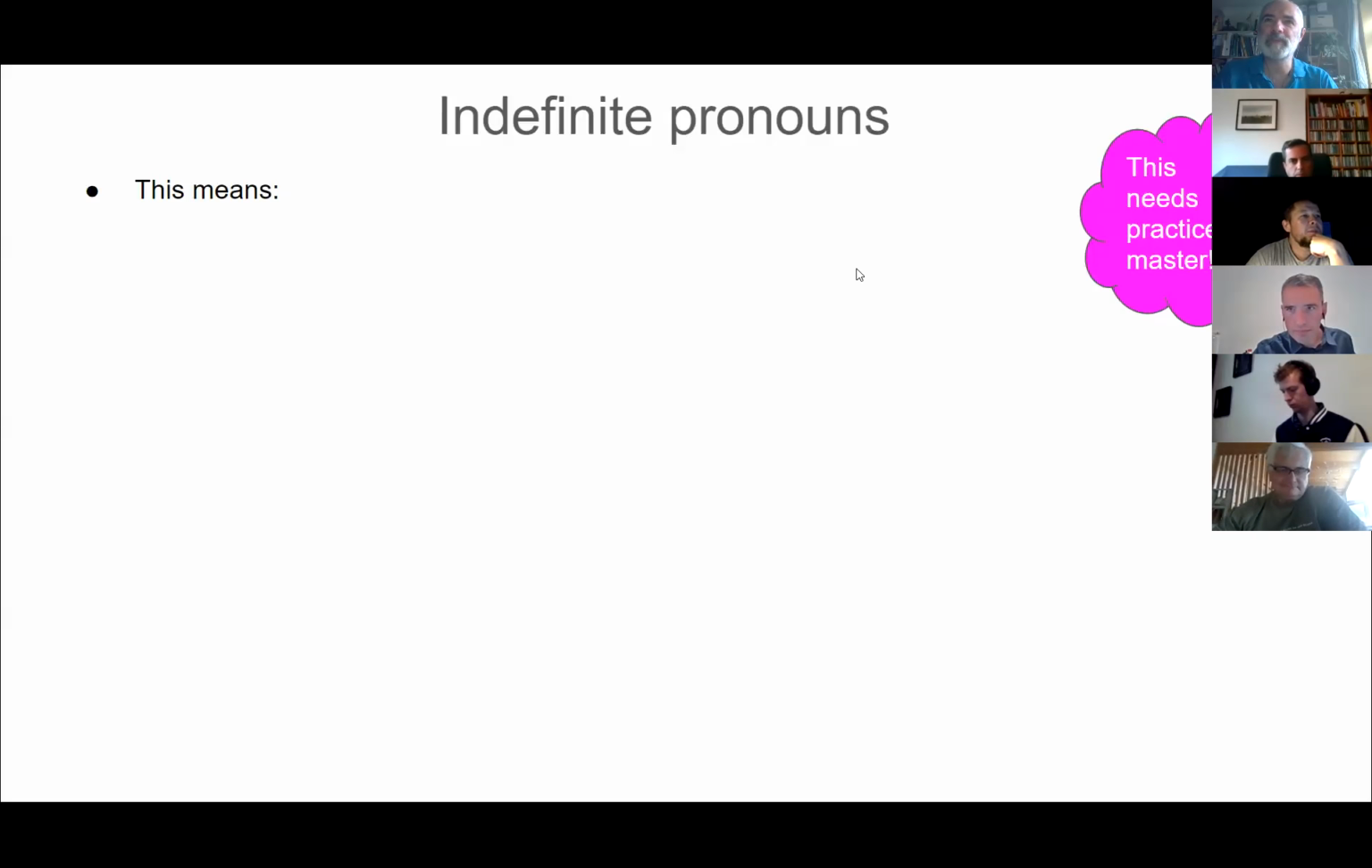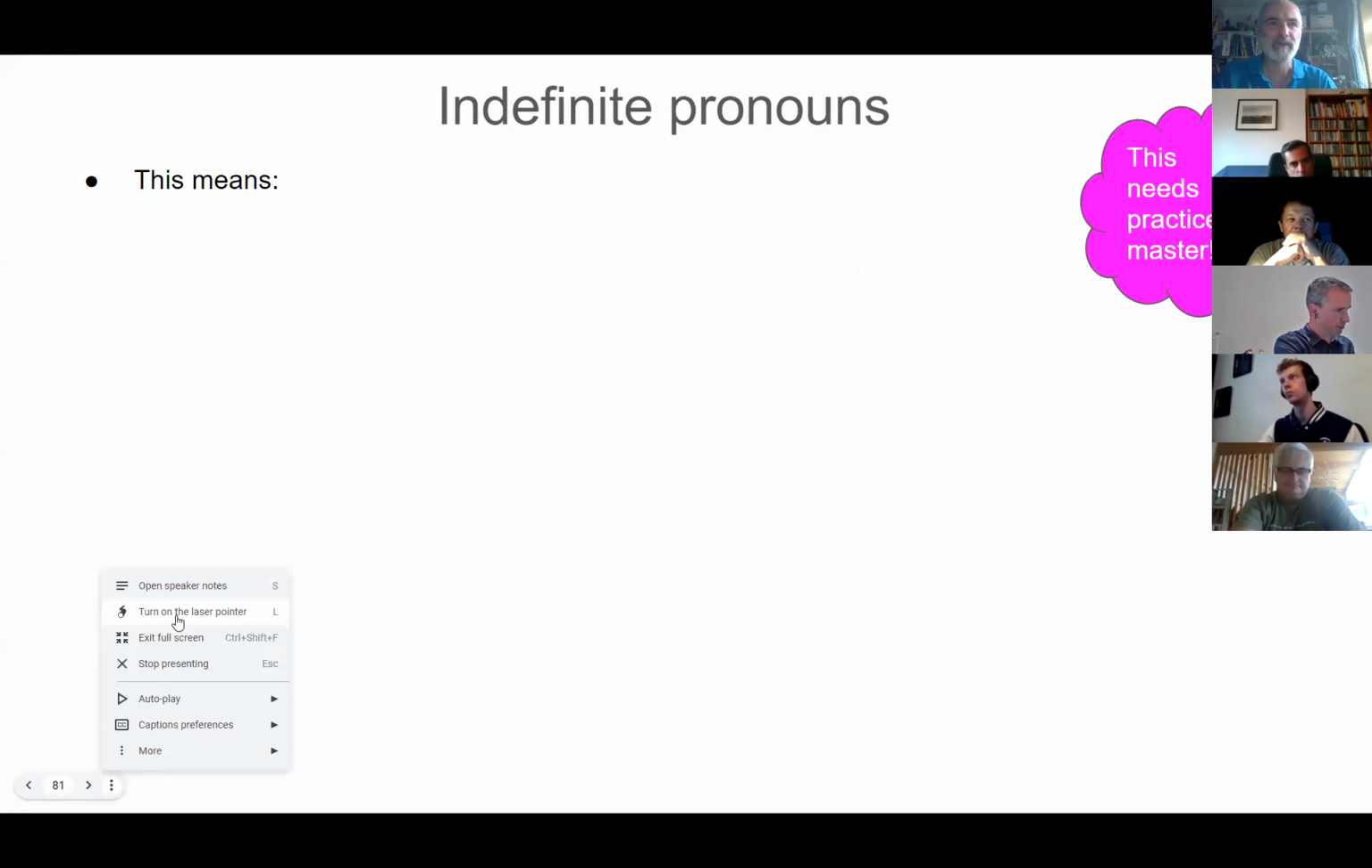What I would say, though, is that because this doesn't have any simple and strict rules, you have to practice this to really master it. It's basically a vocabulary exercise rather than a grammar exercise.